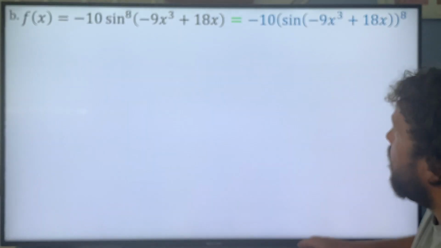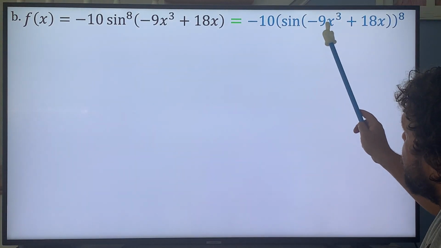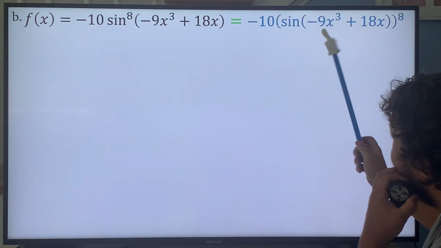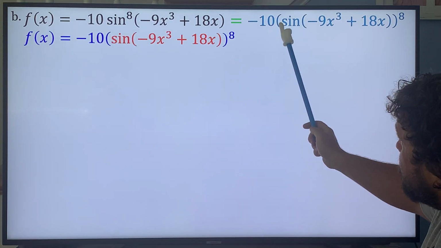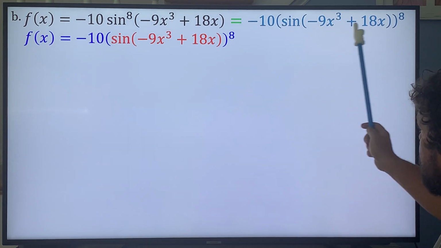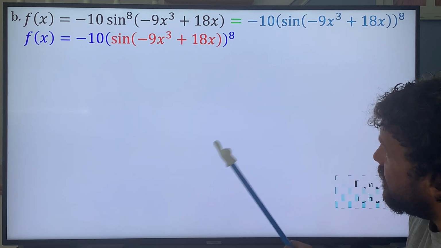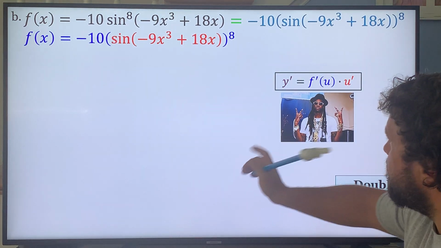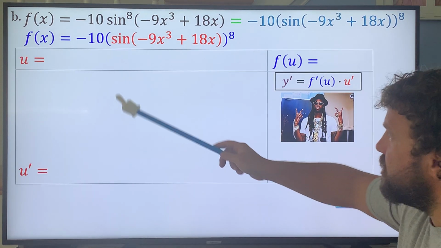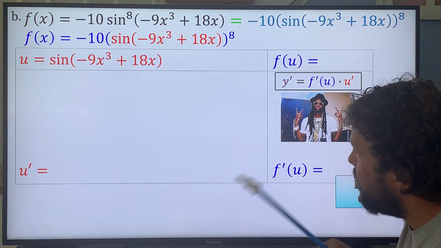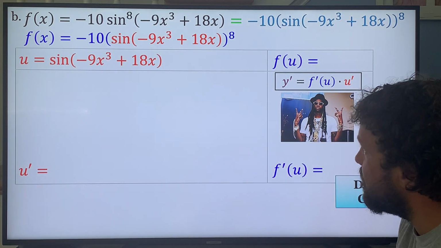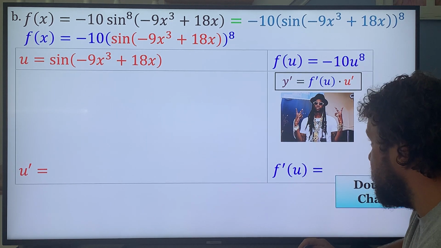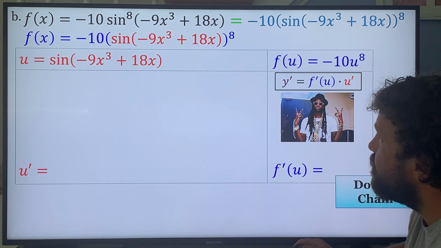All right. Now, negative 10 sine of negative 9x to the 3rd plus 18x, all to the 8th power. So my first inside-outside, inside would be sine of all that stuff. Another double chain, 2 chains. U is sine of negative 9x cubed plus 18x. F of u is negative 10 u to the 8th.